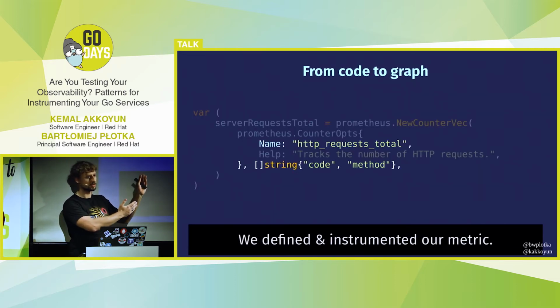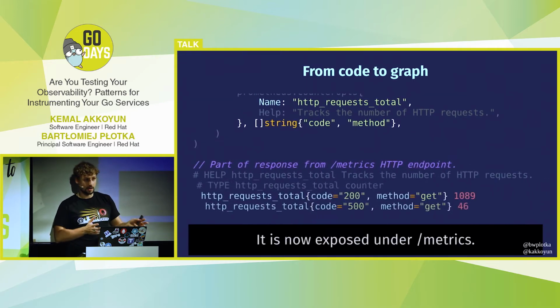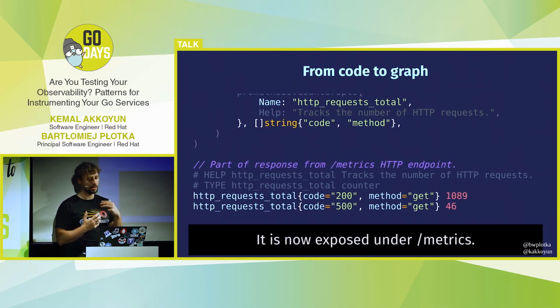Now the question is how, from this, we can actually do queries and alerts. So again, we defined and instrumented our metric. Now, under /metrics, we have our handler, which exposes the metric in the Prometheus text-based metric exposition format, which looks like this and is literally human readable. As you can see, after many requests, we have some value for those counters. We literally have only two different responses, 500 and 200.